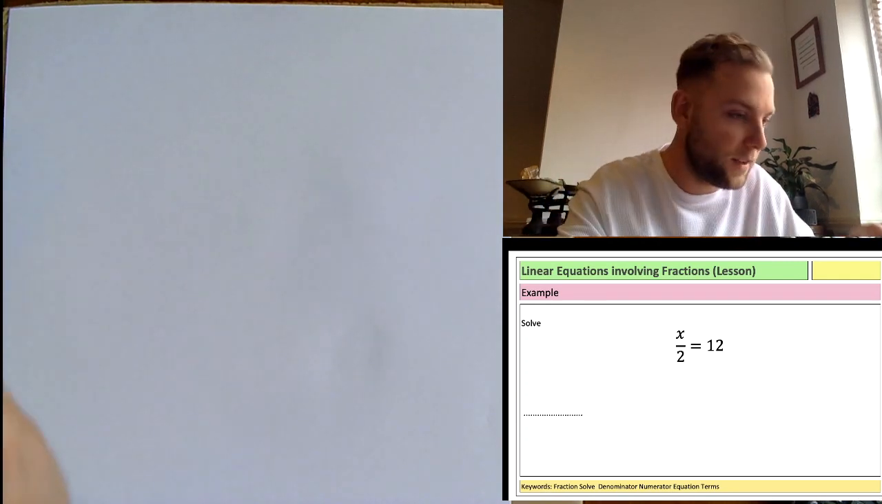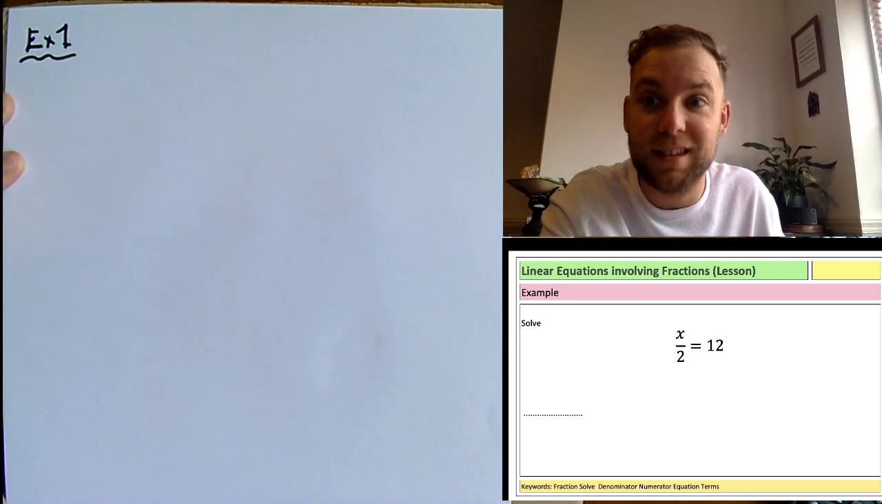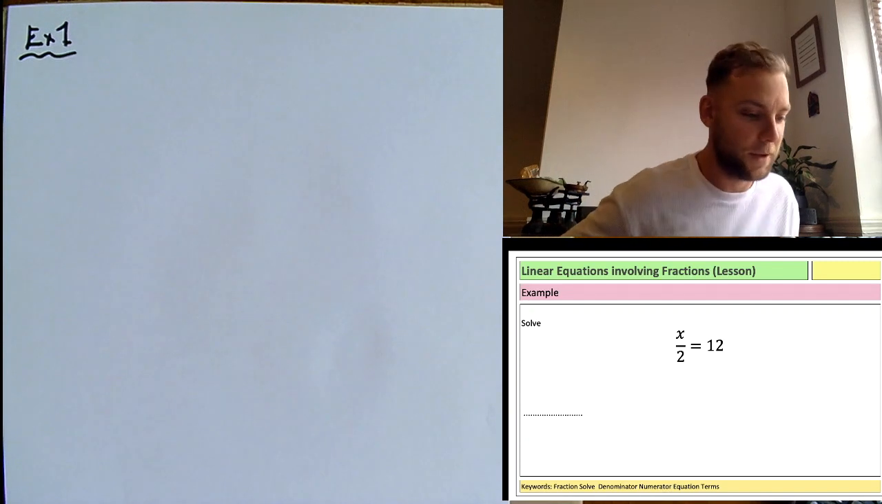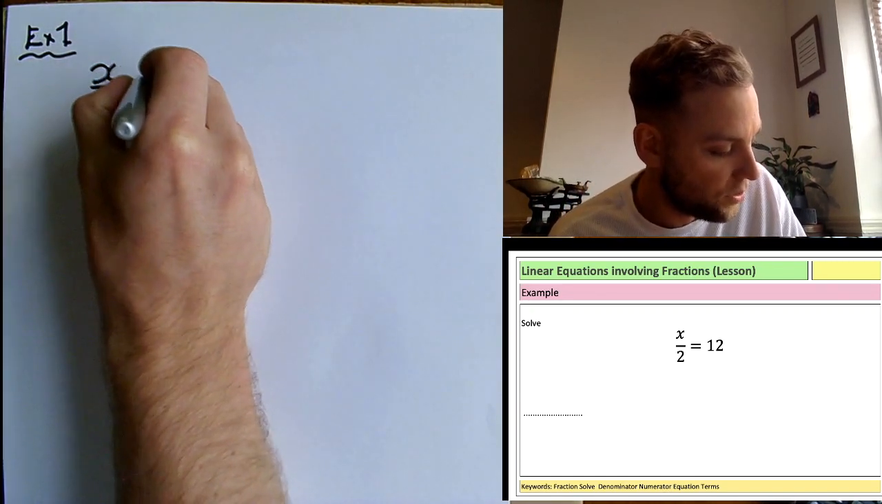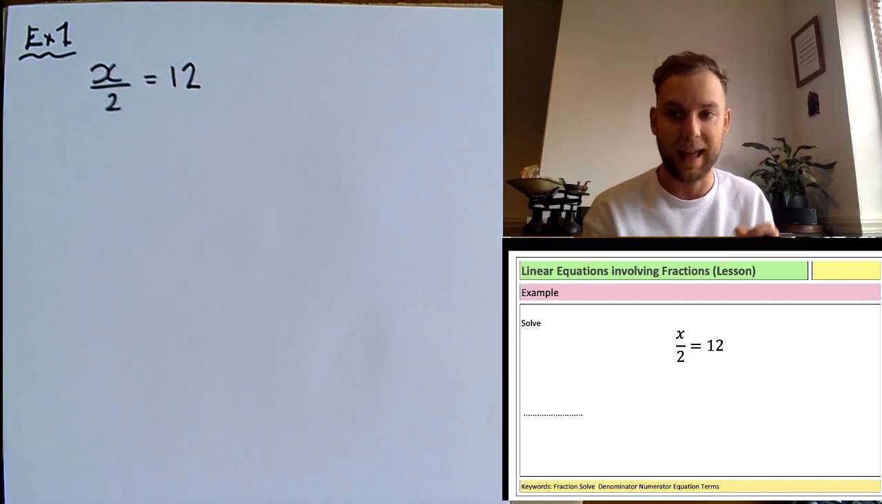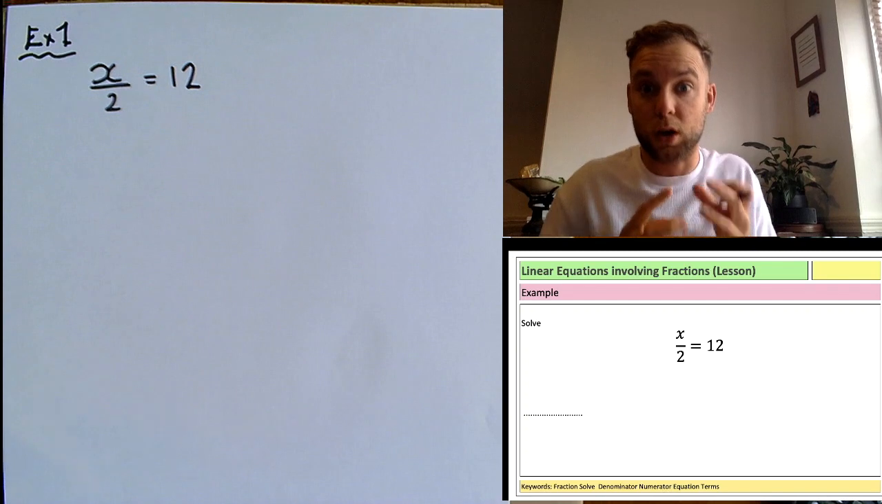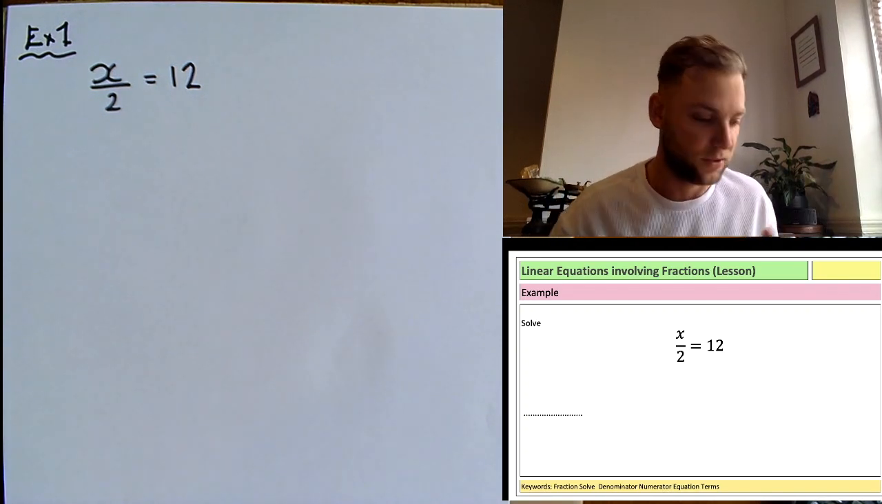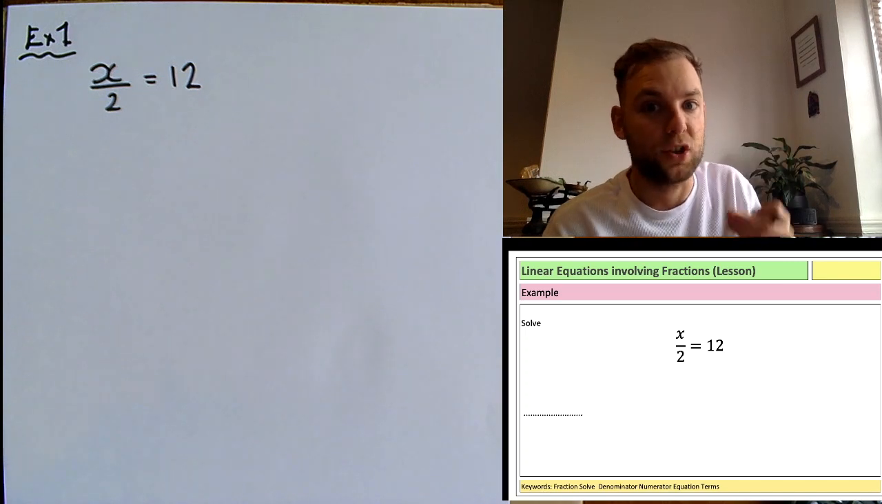So let's have a go at this first question here. This is example 1. Remember to make sure you're getting this in your notes, because the only way to learn maths is to do it. So here I've got x over 2, which is equal to 12. I think it's really easy, but it's a good starting point to help with the next question, which you'll see in a second. So I've got something divided by 2 is equal to 12.